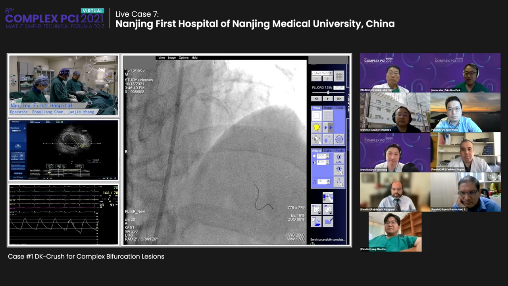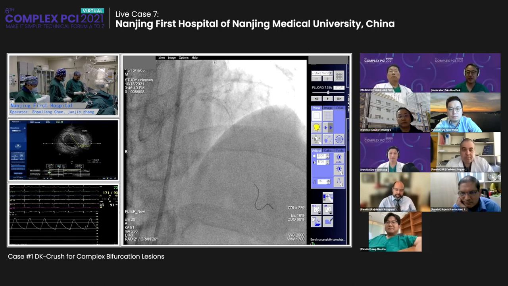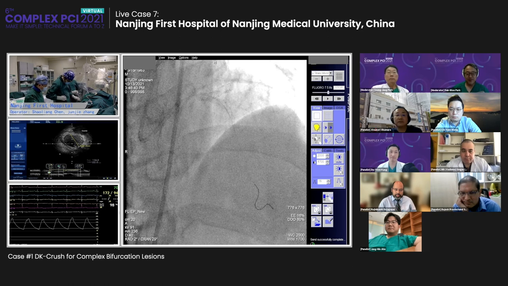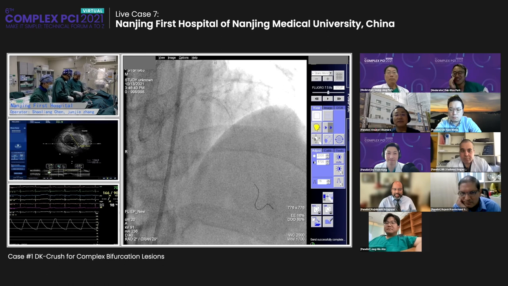Sometimes wiring is very difficult. We sometimes select a CTO wire, Gaia Second, but that is a very rare case. Usually, Xion Blue, Choice PT and BMW wire are okay in most cases. So now I change to use the second BMW wire. I trust the BMW wire very much. So it sounds like we have many things in common.